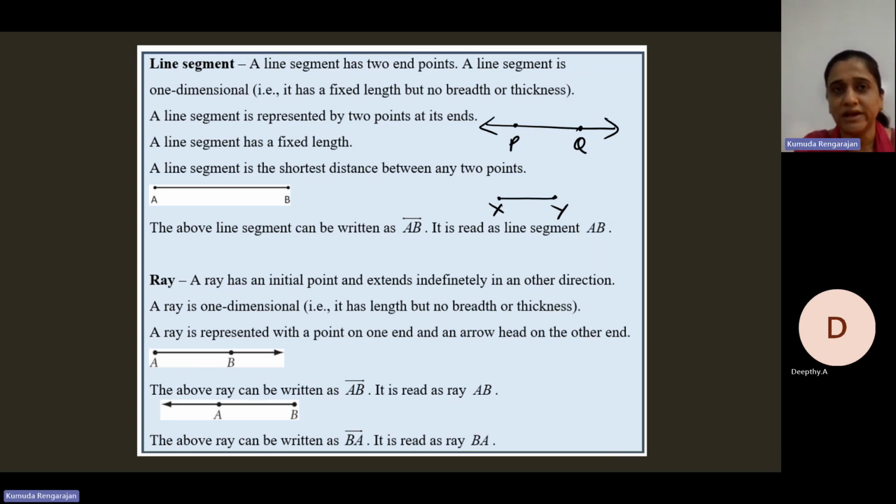We've seen three terms, right? Line, line segment, and ray. For line and line segment, AB and BA are both the same, and PQ and QP are both the same. It represents the same line or line segment. But in the case of a ray, ray PQ is different from ray QP because the initial point is different.